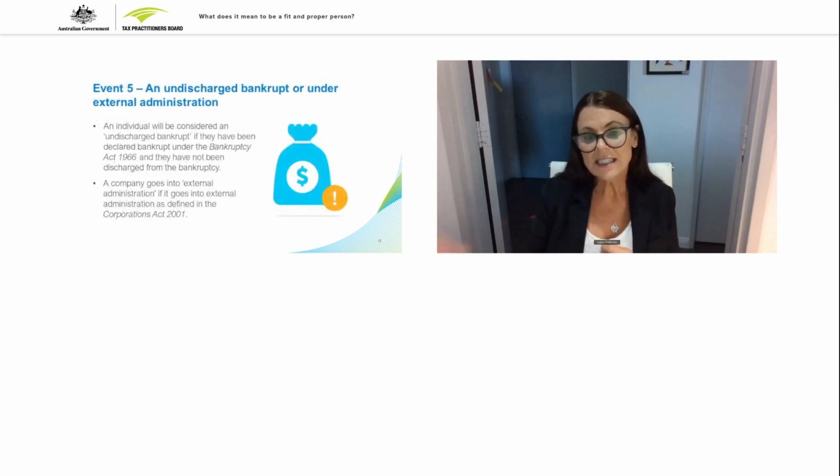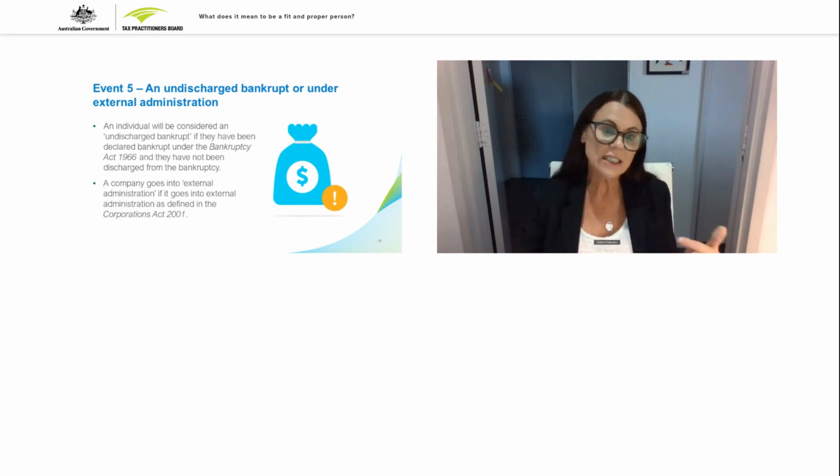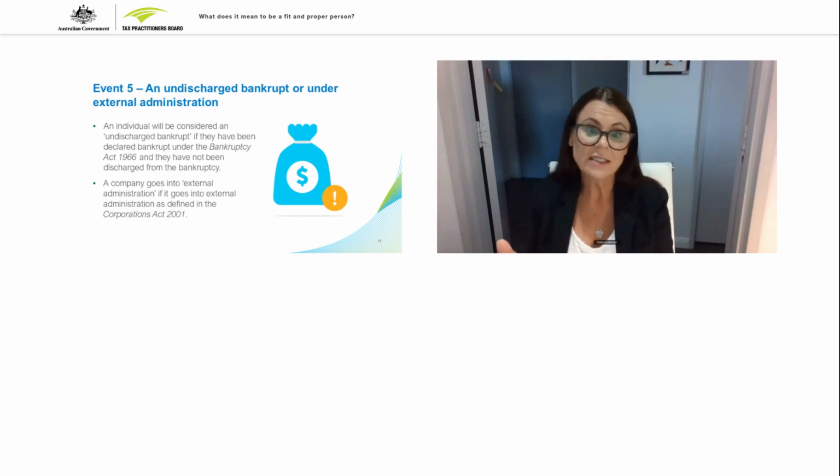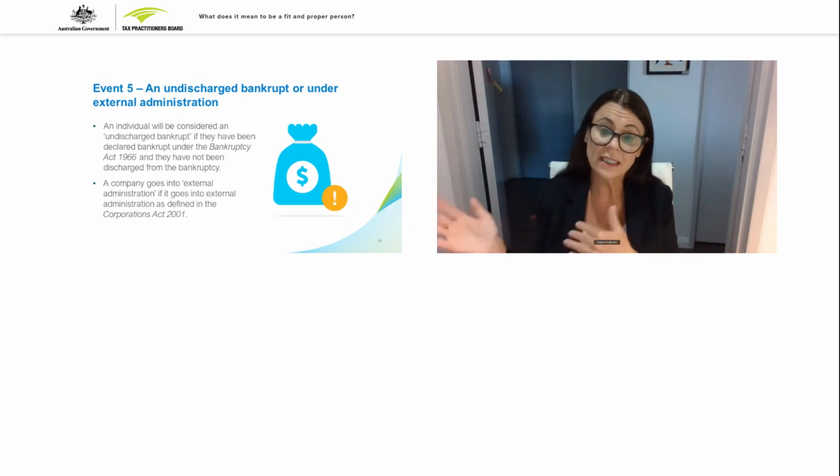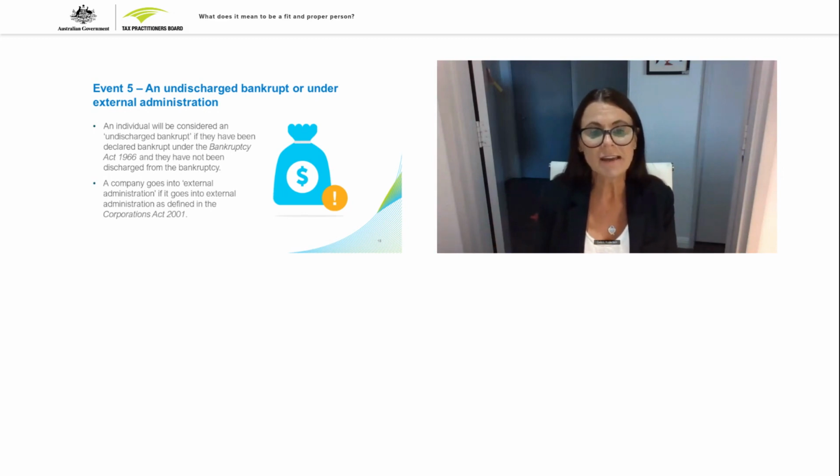Event 5 is being an undischarged bankrupt or under external administration, and a tax practitioner will be considered an undischarged bankrupt when they have been declared bankrupt under the Bankruptcy Act 1966 and they have not been discharged from the bankruptcy. I'll discuss the range of factors that we would consider when assessing fitness and propriety when an individual becomes an undischarged bankrupt a little later in the session today, as there are quite a few considerations there.